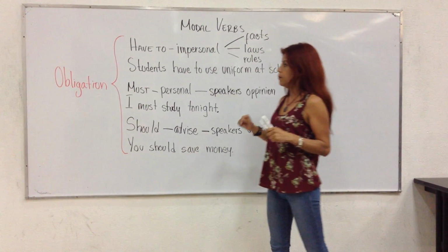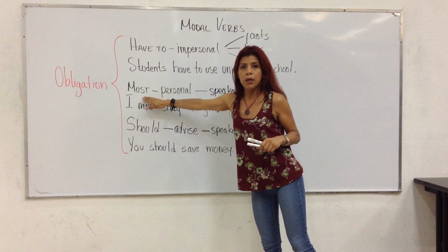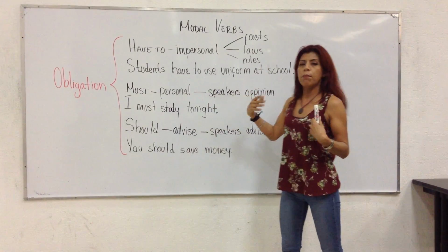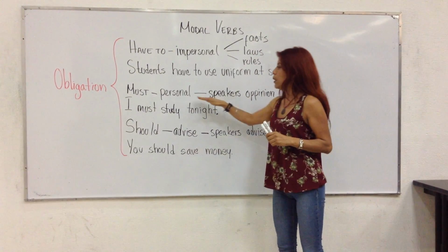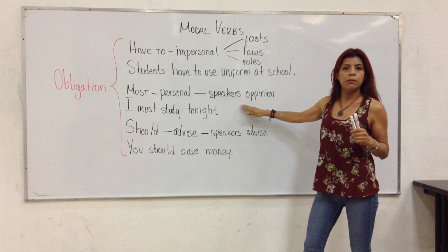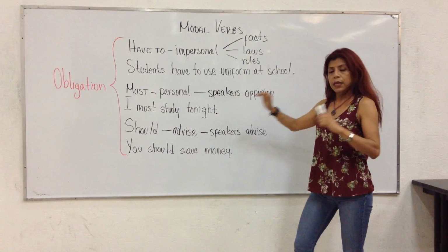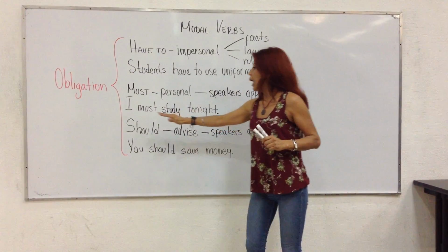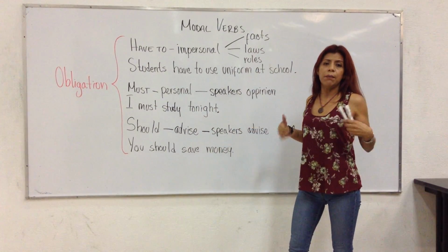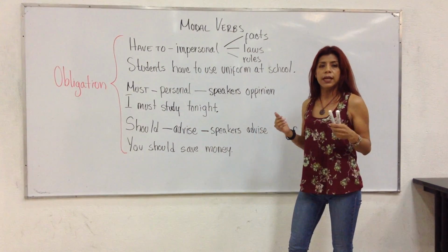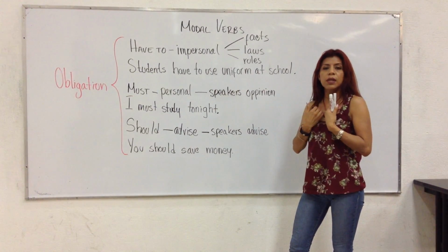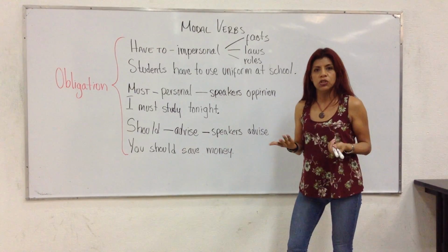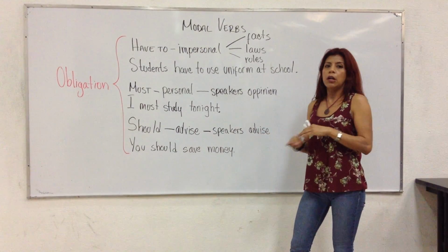Okay? Then, the use of must is more personal. It's an obligation, but it's more personal. Why? Because it depends on the speaker's opinion. Here we have an example. I must study tonight. What happens if I don't study tonight? Maybe I can fail, but it's my personal opinion, it's my personal decision if I want to study or not.